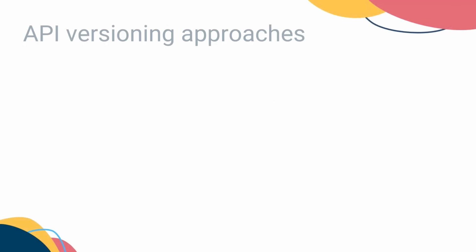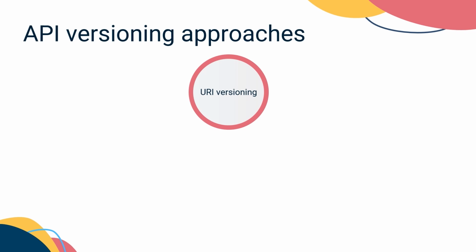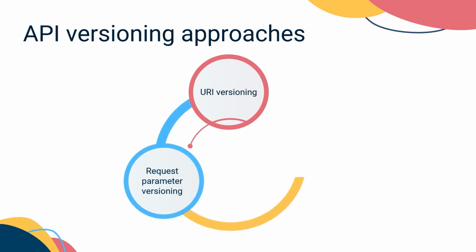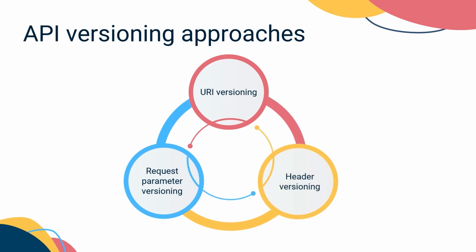The three common approaches to API versioning are Uniform Resource Identifier, or URI versioning, where the version number is included in the URL. Another approach is the Request Parameter versioning, where a version is specified in the request parameters. And the third one is Header versioning, which includes the version in the request headers.